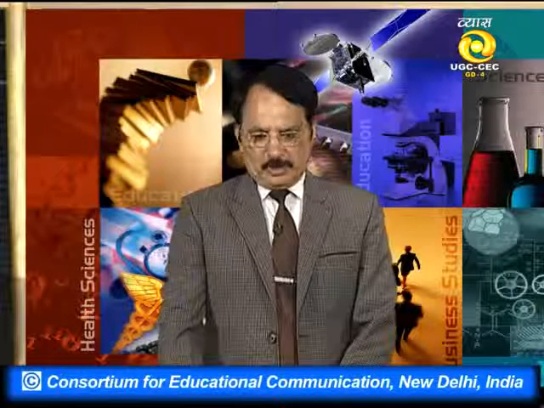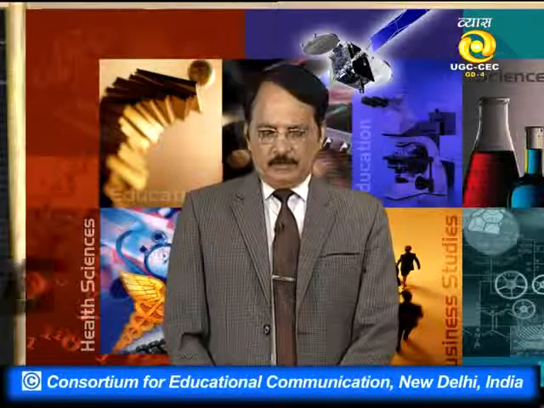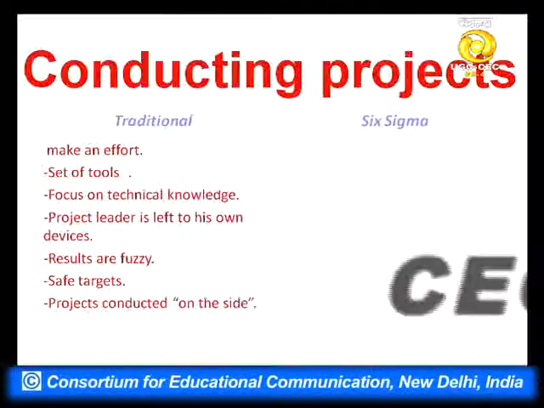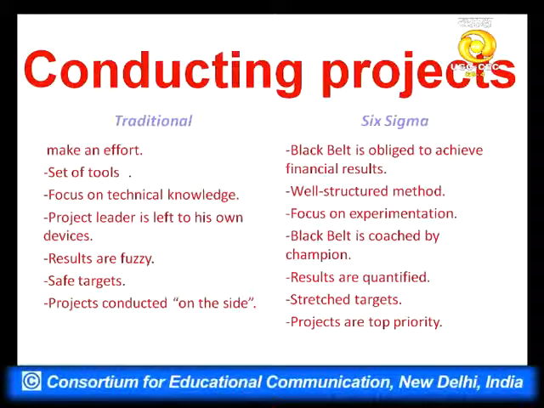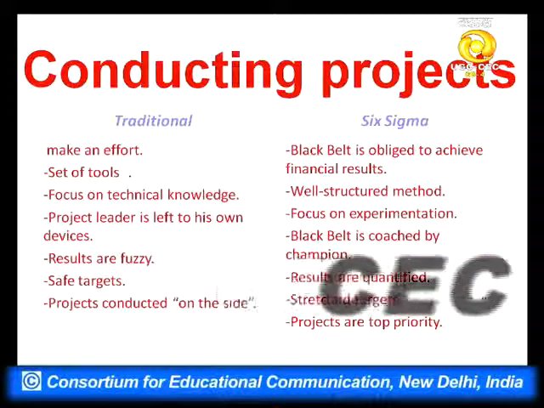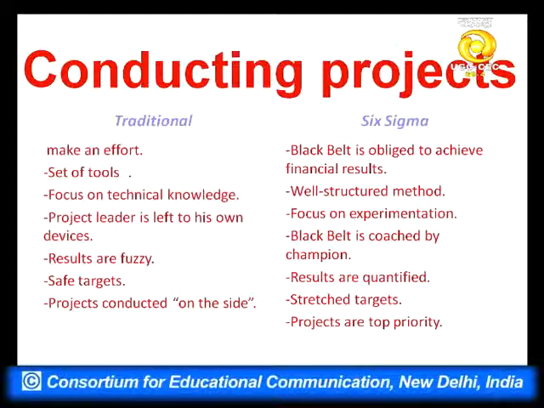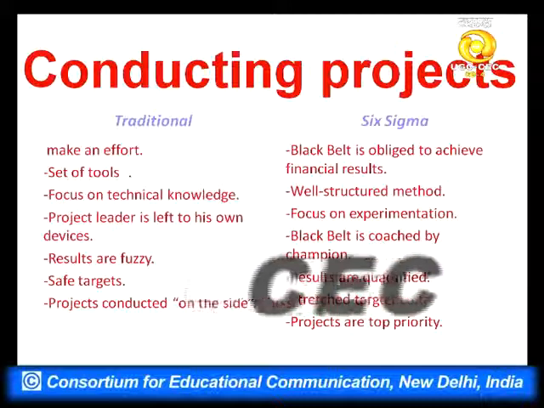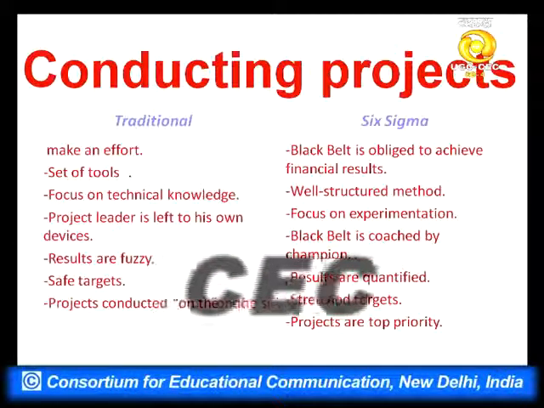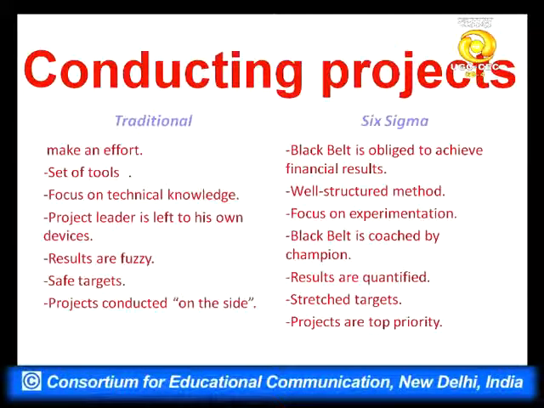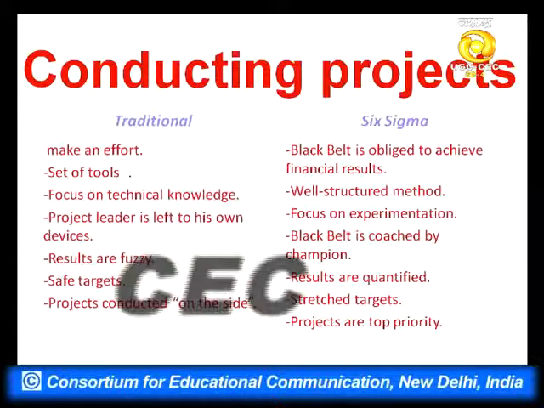Now, we will discuss projects also. There was a traditional way of looking at projects, and now there is a Six Sigma way of looking at projects. What is the difference between the two? We are going to discuss. In the traditional way, we used to make an effort, use a set of tools, and focus on technical knowledge. The project leader is left to his own devices, whatever methods he knows he is going to use. Results are fuzzy, safe targets are chosen, projects conducted on the site.